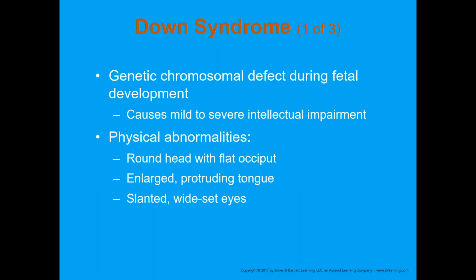So Down syndrome, this is the one that comes from the chromosome defect before we're born. Mild to severe impairment. So these are the patients that we're going to have to, again, talk slow to, and make sure they understand. You'll be able to pick these ones out a little bit easier than autism because they do have some physical abnormalities that come with it. They have that rounded head, wide set eyes, they've got a bigger tongue. Most of the time you'll be able to see them and know, okay, this patient has Down syndrome.